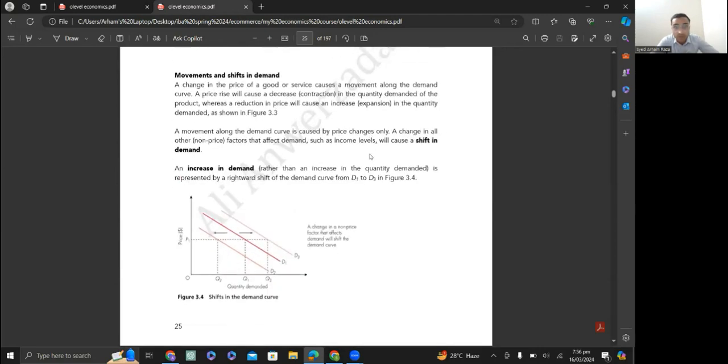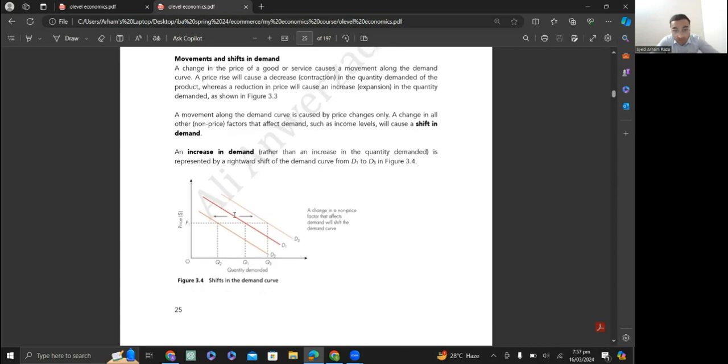Now let's come towards the movement and shift in the demand curve. Like the PPC curve, there can be an upward shift or a downward shift in the demand curve. An increase in demand is represented by a rightward shift of the demand curve, as shown in the graph over here. From D1 to D3, there is an upward shift or a rightward shift in the demand curve, which we call the increase in demand.